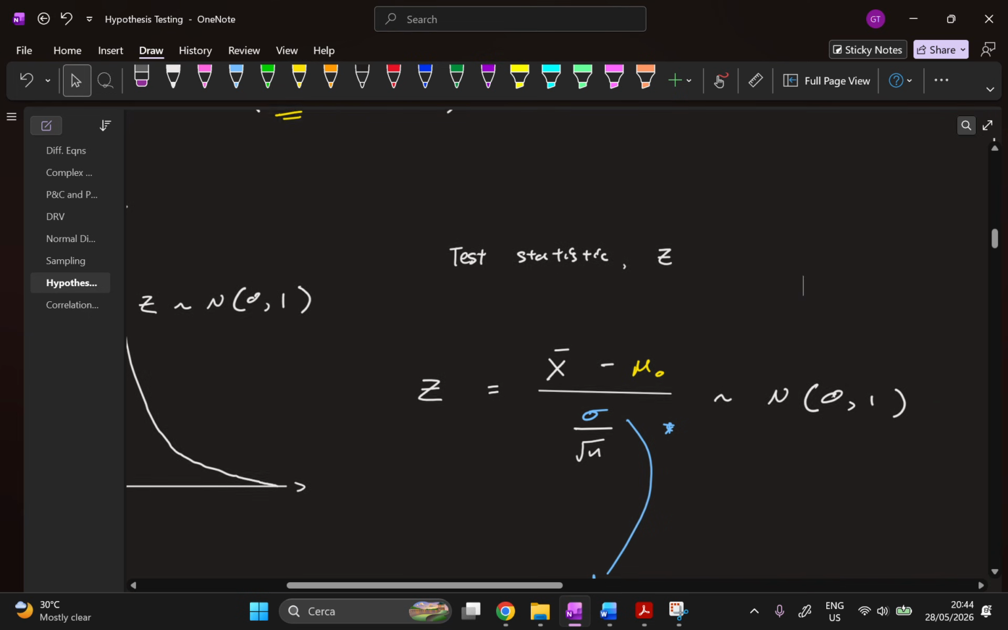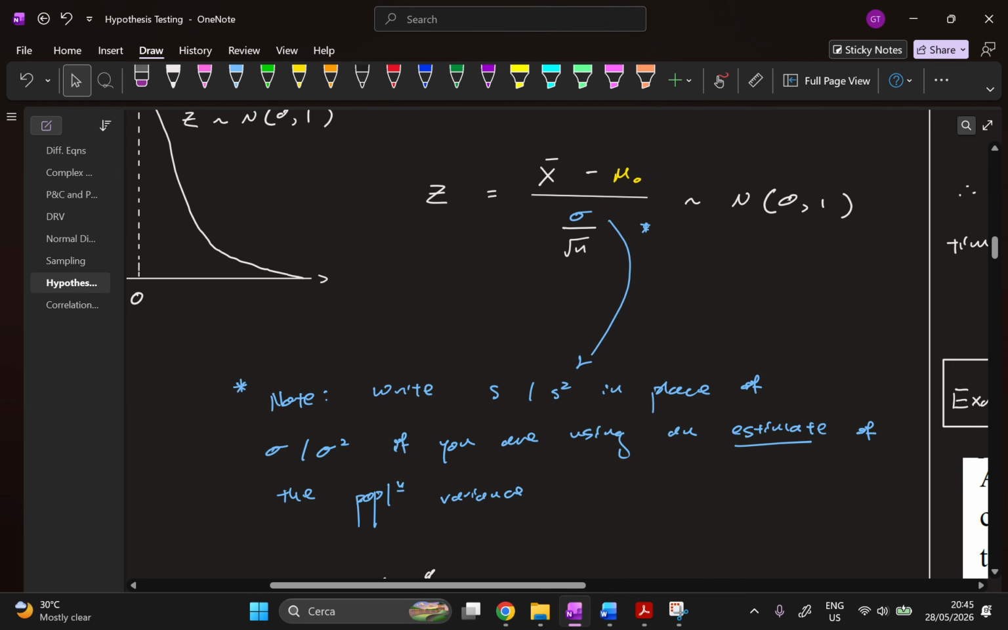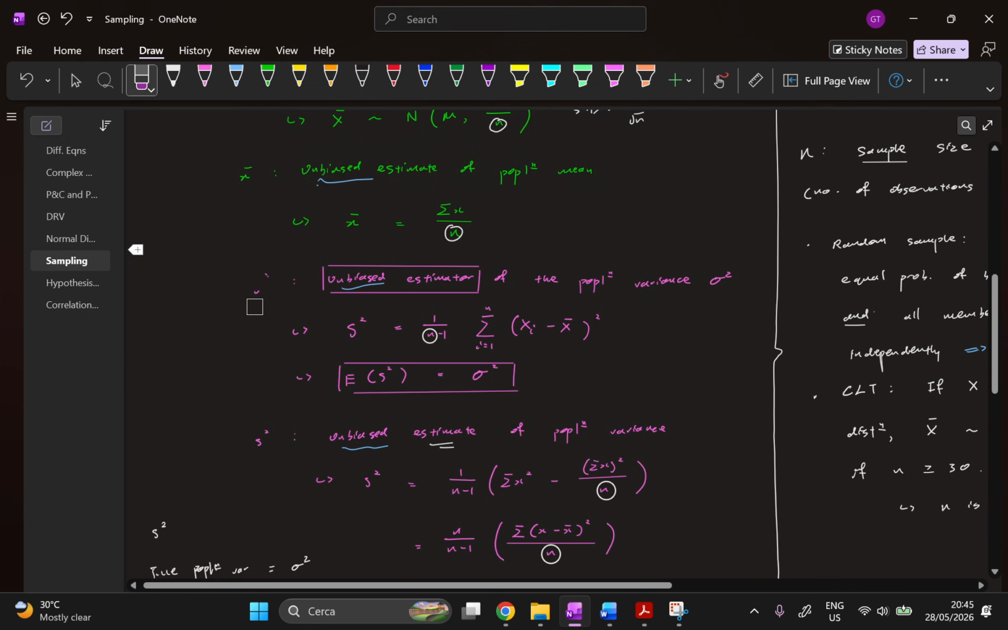Okay? Second thing that I need you to copy is the fact that you write S instead of sigma if you are using an estimate of the population variance. Okay? Because if they do not give you the true population variance or the true population standard deviation, you are going to use S or S squared, which is the unbiased estimates that you have calculated based on the sample. You are using these estimates, ladies and gentlemen.